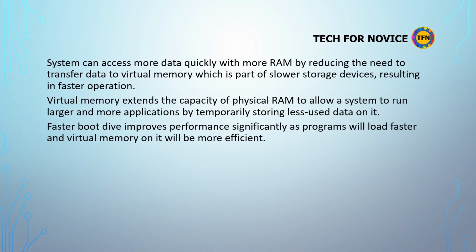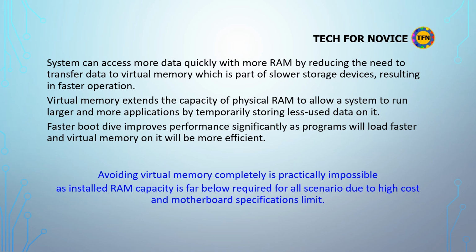A system can access more data quickly with more RAM by reducing the need to transfer data to virtual memory, which is part of slower storage devices, resulting in faster operation. Virtual memory extends the capacity of physical RAM to allow a system to run larger and more applications by temporarily storing less used data on it. A faster boot drive improves performance significantly as programs will load faster and virtual memory on it will be more efficient.